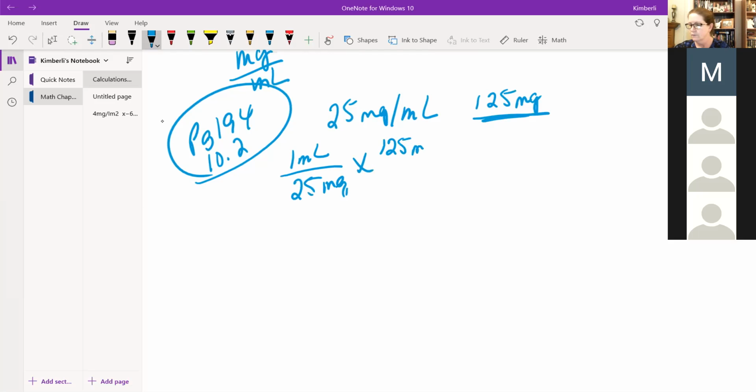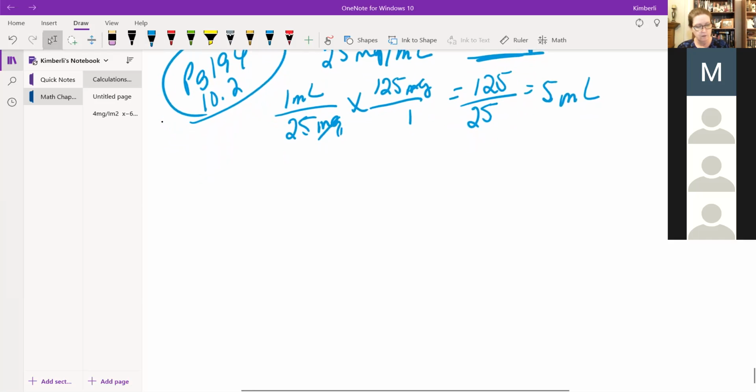Five? Yep. So it's going to be 125 divided by 25, which gives me 5 milliliters. Okay?